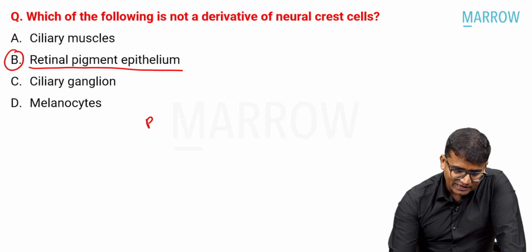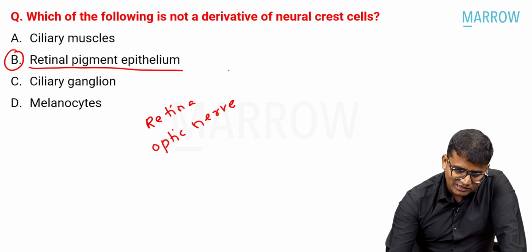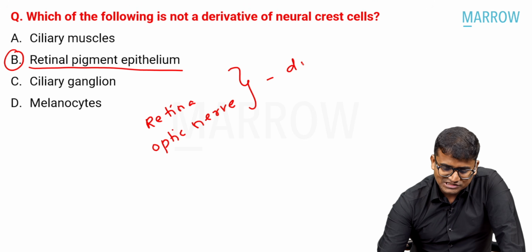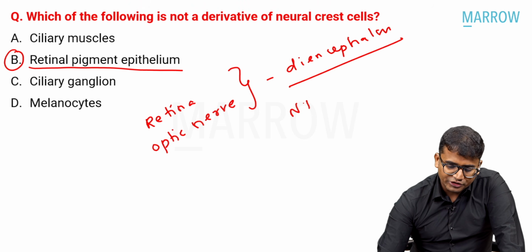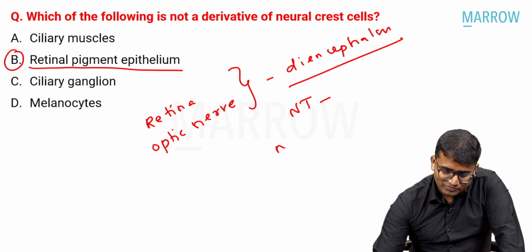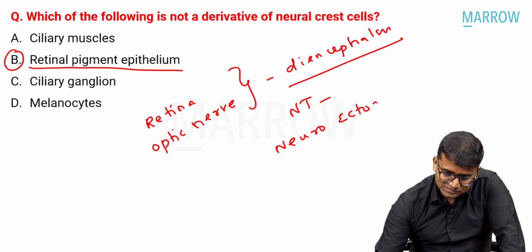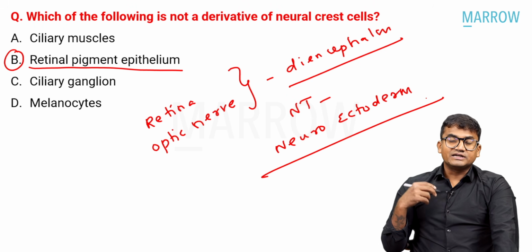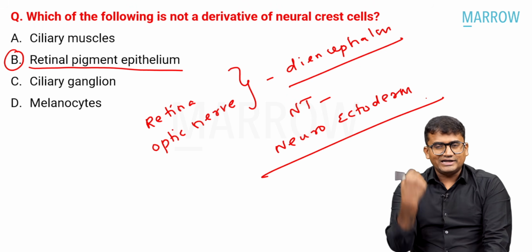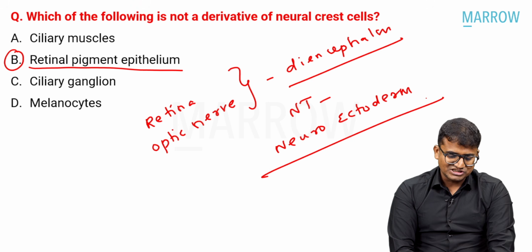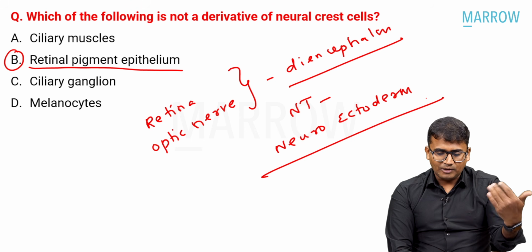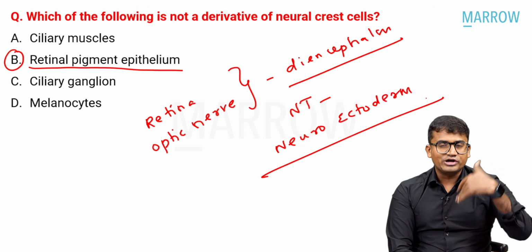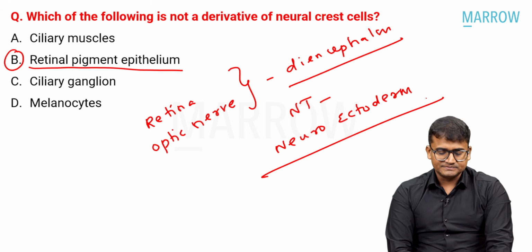Now, please remember retina and optic nerve are an extension of the diencephalon. Diencephalon is coming from the neural tube. Now, the neural tube is coming from neuroectoderm. So, retina and optic nerve are coming from neuroectoderm. Retina is not derived from neural crest cells. So, the answer for this question is retinal pigmented epithelium. It is not a derivative of neural crest cells. Retina and optic nerve are derivatives of neuroectoderm. They come from the diencephalon.